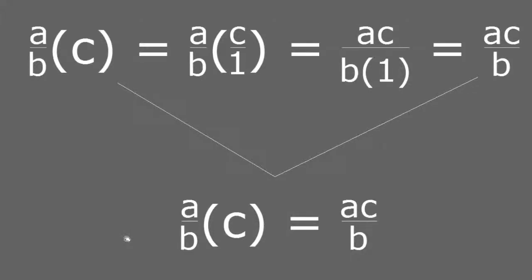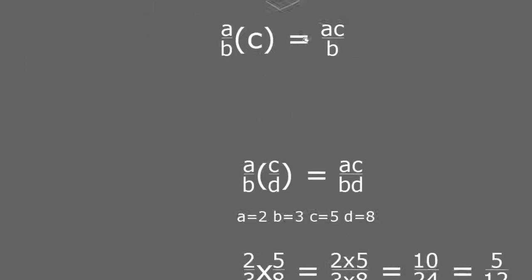So if you're multiplying a fraction with an integer, all you have to do is multiply the integer by the numerator of the fraction, and all of that goes divided by the denominator of the fraction. A divided by b times c equals a times c divided by b.